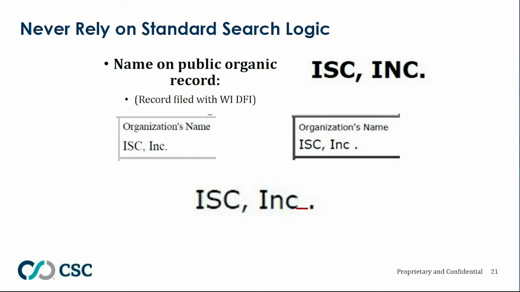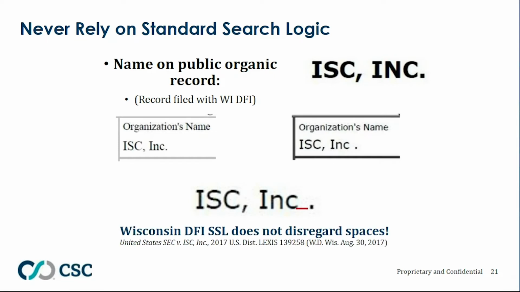And as a result, this name was found seriously misleading and not effective, because with the extra space in the name, it is not the name of the debtor set forth on the public organic record. So it will be seriously misleading unless a search of the correct debtor name would find it. But the Wisconsin standard search logic does not disregard spaces. So a search of the correct name without the space did not find this financing statement with the space, and the result was that the court found the financing statement to be seriously misleading and not effective.